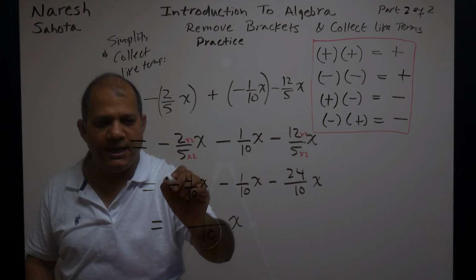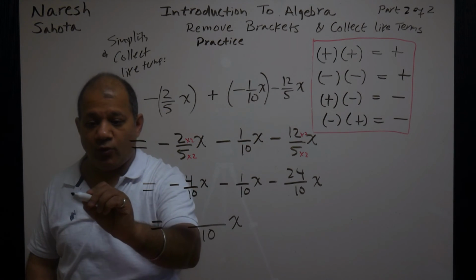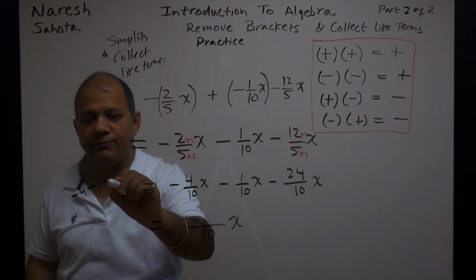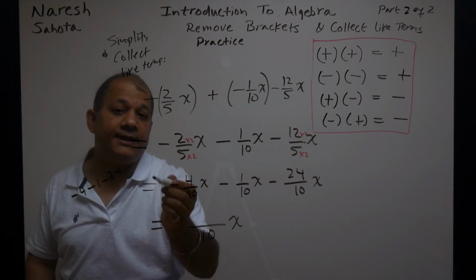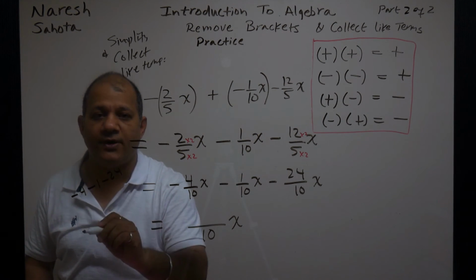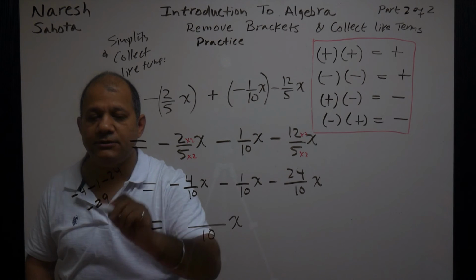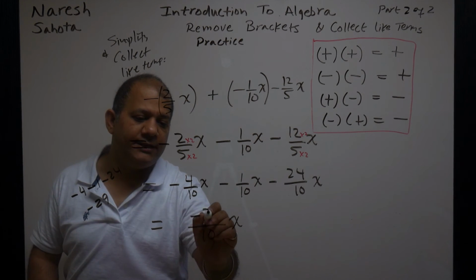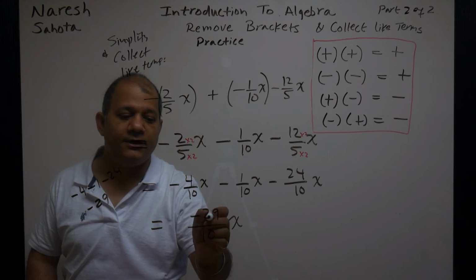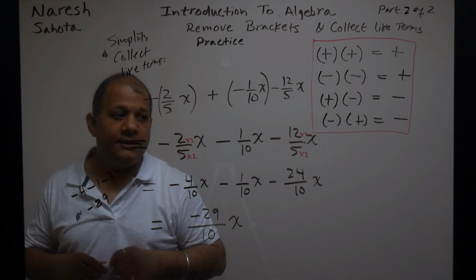All I need to do now is add the numerators. So this is a negative 4, and this is a negative 1, and this is negative 24. And the good thing is that they're all negative, they all have the same sign. So all I need to do is add the numbers. 4 plus 1 is 5, 5 plus 24 is 29. And because they're all negative, it's negative 29. So this collects to, or simplifies to, negative 29 over 10x. So that's the concept there.